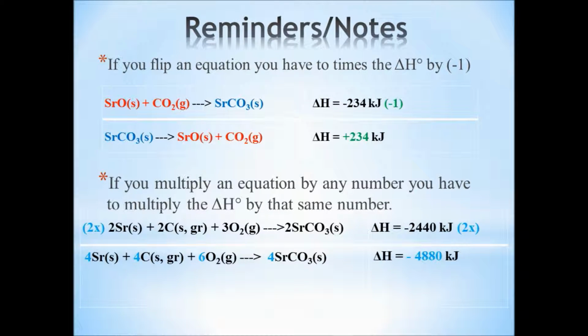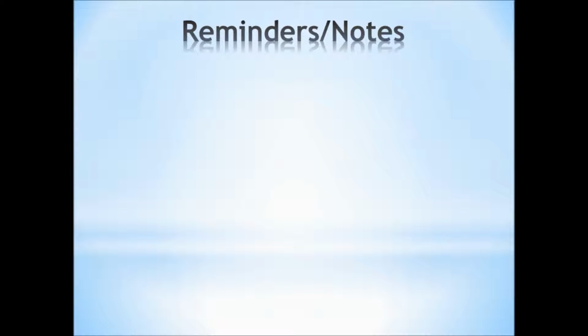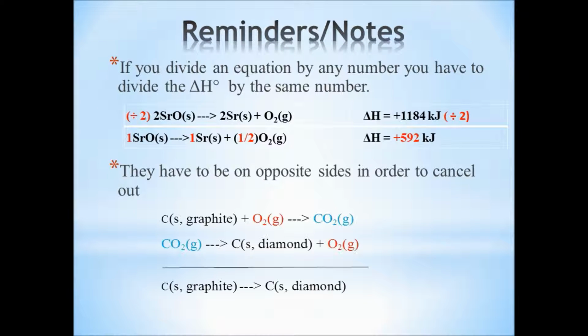Reminders. If you flip an equation, you have to multiply delta H by -1. If you multiply an equation by any number, you have to multiply delta H by that same number. If you divide an equation by any number, you have to divide delta H by the same number. They have to be on opposite sides in order to cancel out.